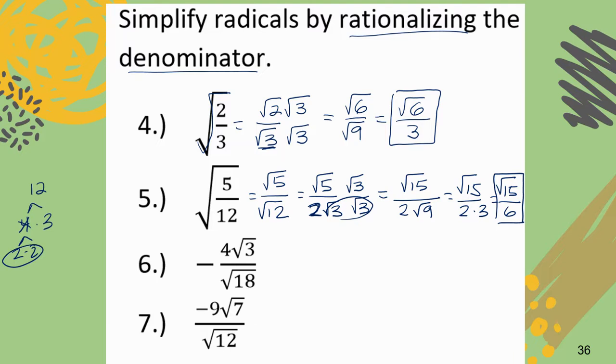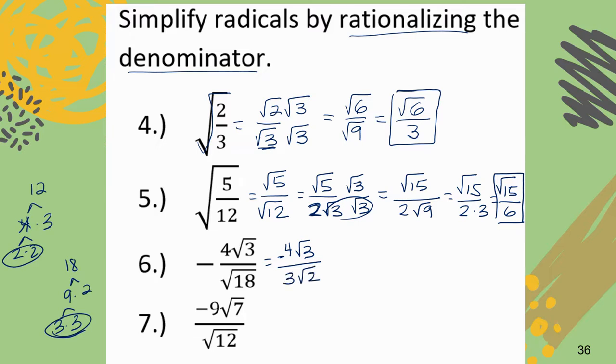For number 6, let's go ahead and look at 18. I can do a factor tree for 18. That's going to be 9 times 2. This would be 3 times 3. I am able to make a group. So I'm going to get 4 square root of 3. There's a negative in front of this one. And 3 square root of 2.